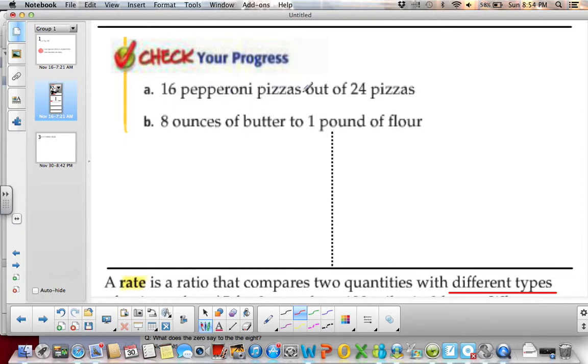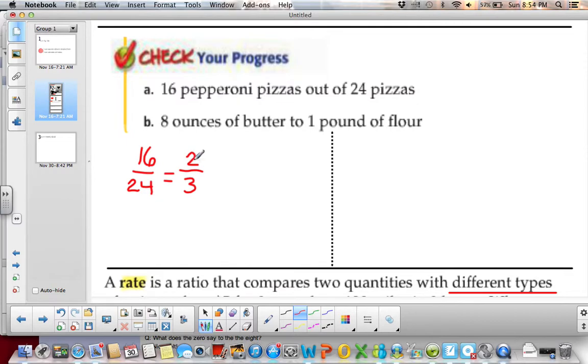So we have 16 pepperoni pizzas out of 24 pizzas. Pizza is my unit, so I can write it as 16 over 24. I know that 16 and 24 can both be divided by 8. So 16 divided by 8 is 2, and 24 divided by 8 is 3. So 2/3 of the pizzas are pepperoni.